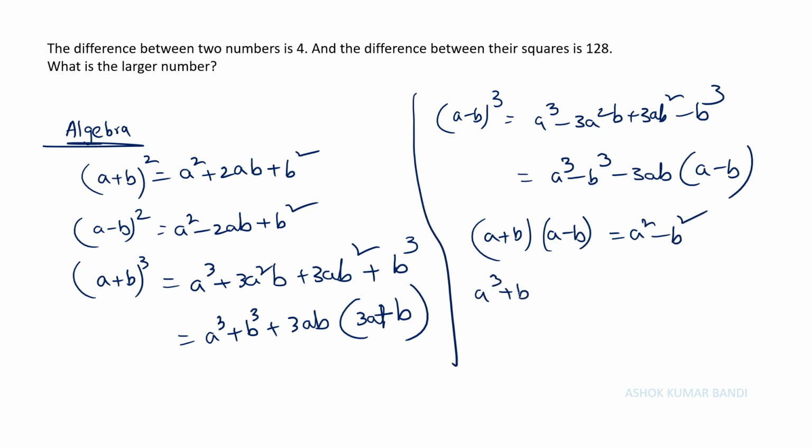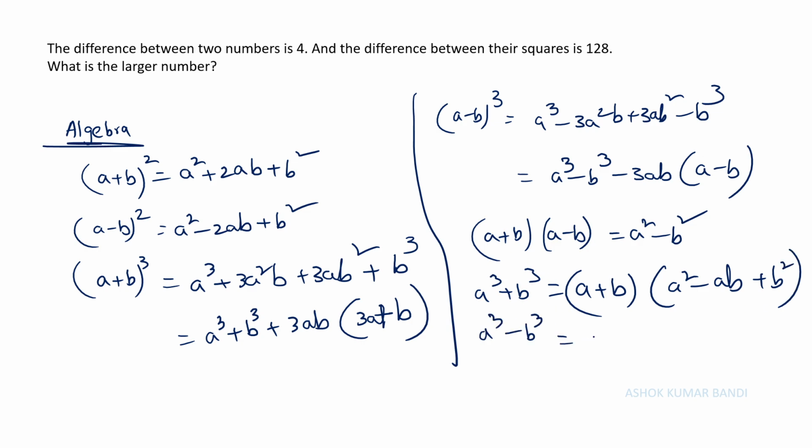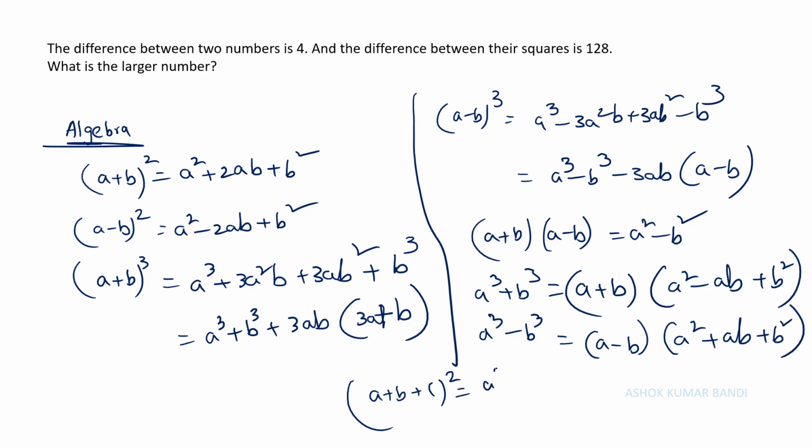Next, a cube plus b cube is equal to a plus b into a square minus ab plus b square. So a cube minus b cube is equal to a minus b into a square plus ab plus b square. The last and final one, a plus b plus c whole square is equal to a square plus b square plus c square plus 2ab plus 2bc plus 2ca.